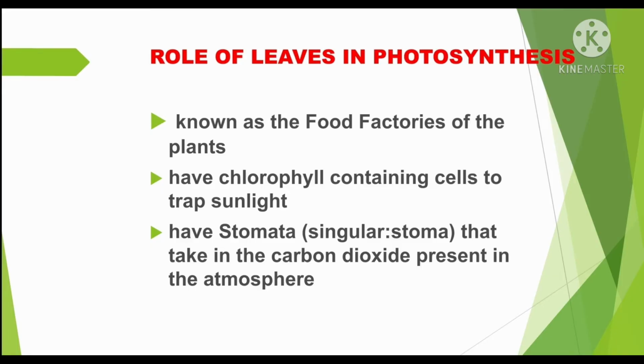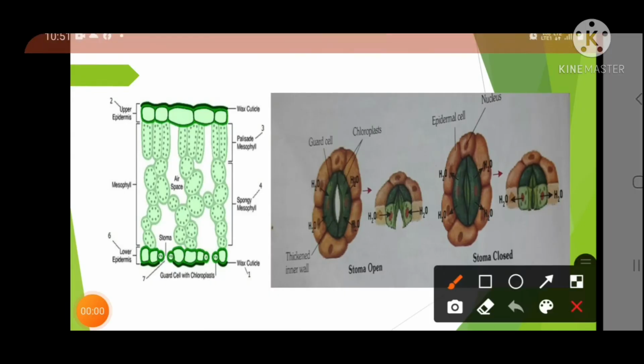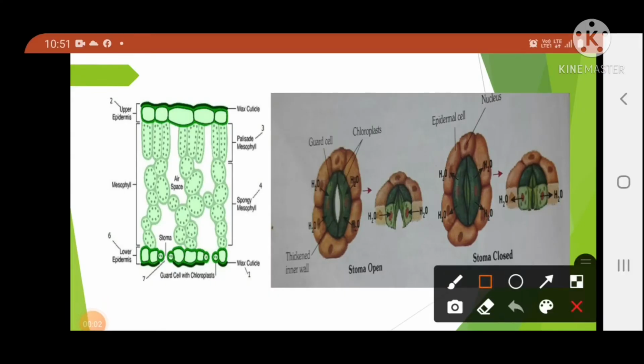If we talk about the role of leaves, they are the food factories. They have chlorophyll containing cells to trap sunlight. They have stomata to take in carbon dioxide. And this is the cross section of a leaf. Here you can see the small opening, and this is the magnified view of this opening, called stomata.